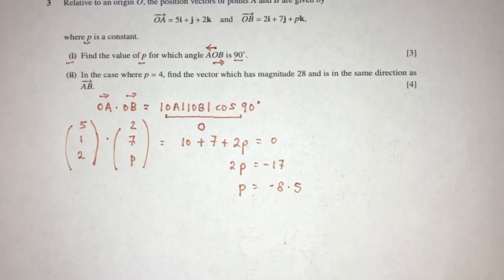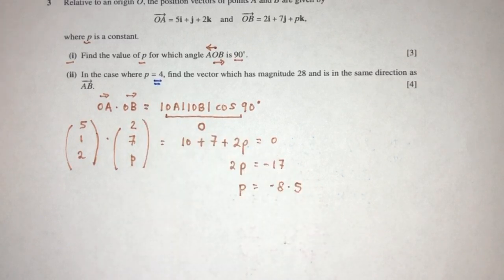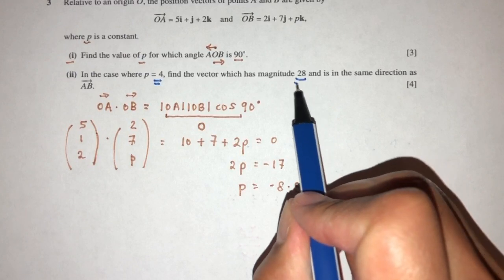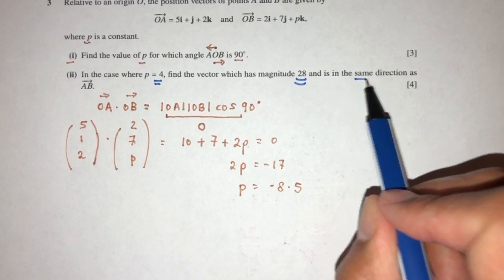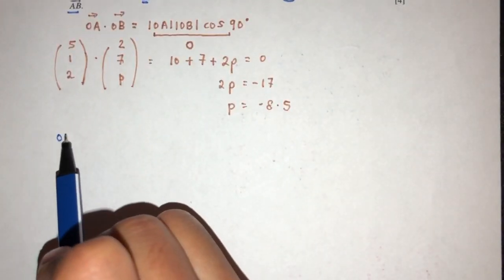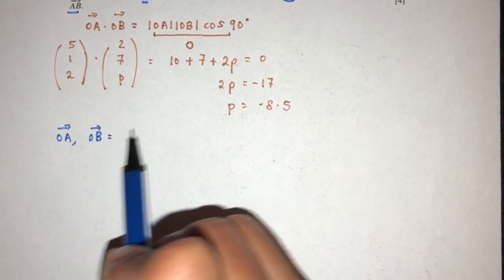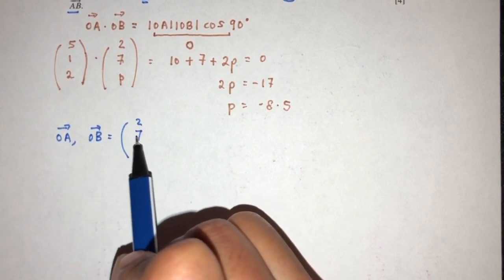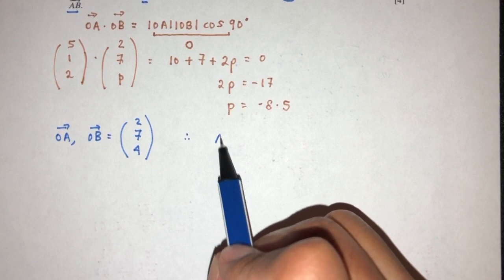Now for part 2, in the case where p is equal to 4, using that value of p, we have to find the vector which has a magnitude of 28 and is in the same direction as AB. Okay, pretty easy. Now we have OA and we have OB. OB now is equal to (2, 7, 4) as the value of p. Now, same direction as AB, so let's first find the direction of AB.